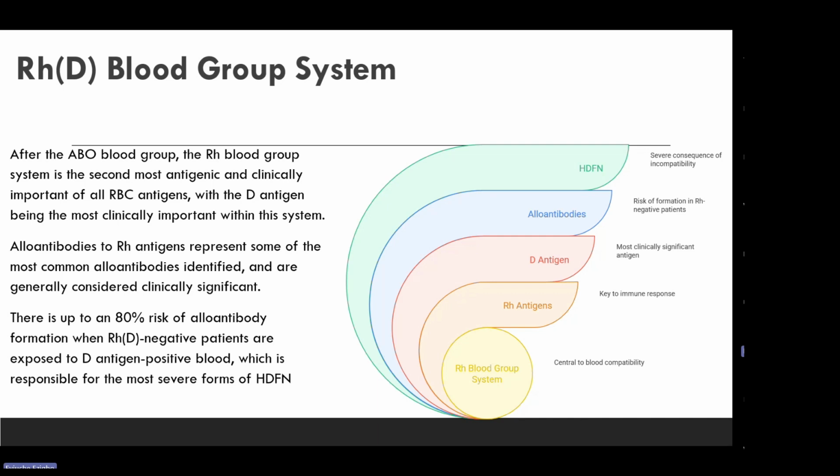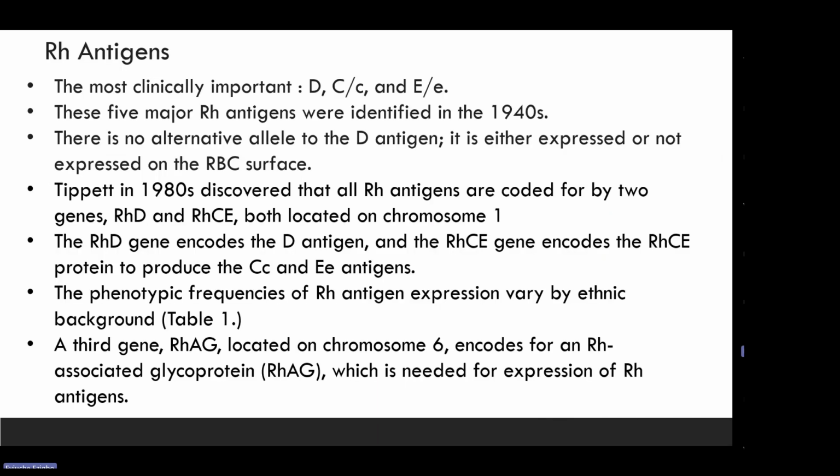Okay, so let's leave it there. As we continue, we see how it's been prevented and all that. So the rhesus antigens, what are they? The most clinically important are the D, big C, small c, big E, and small e. These 5 major rhesus antigens were identified in the 1940s.